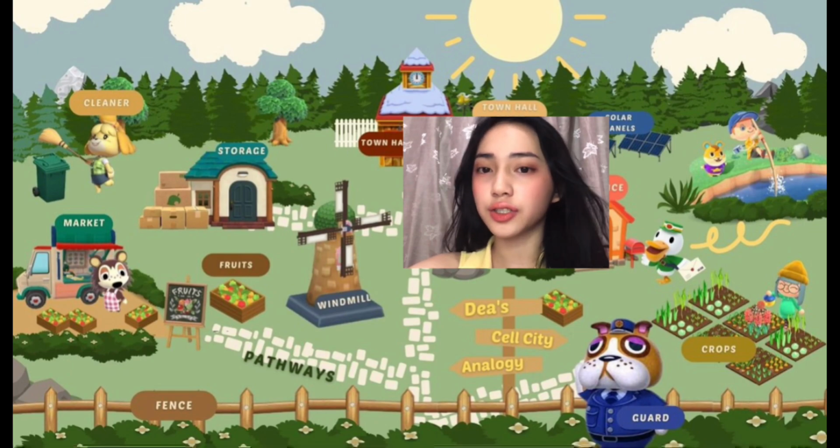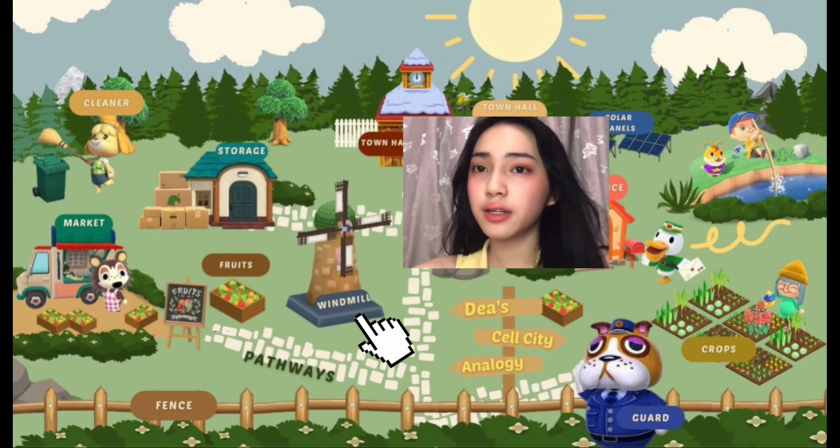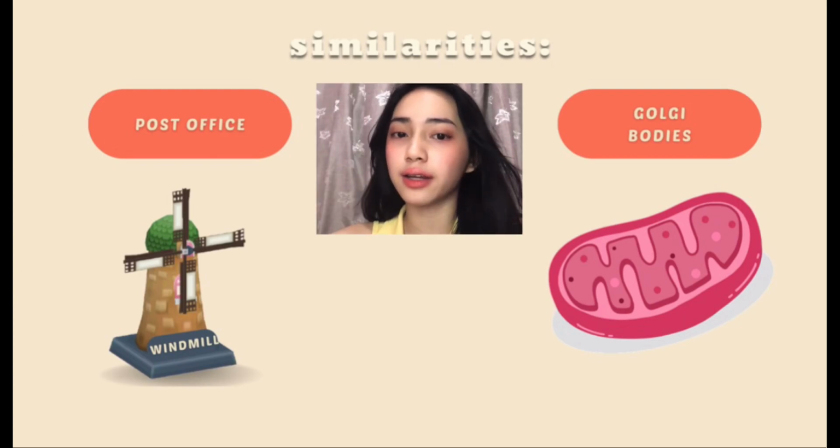In the middle of the village, you'll see the town's windmill, which generates most of the energy needed to power the village. Similarly, the mitochondria are membrane-bound cell organelles that generate most of the chemical energy needed to power the cell's biochemical reactions.